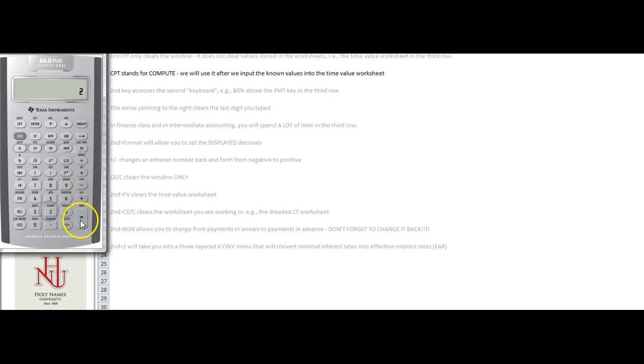CPT stands for compute. If I did 5 plus 2 equals 7, I never had to hit the compute button. But in finance problems, we're going to have 3 of the 4 variables that we need, and we'll have to compute to find the 4th, or maybe we'll have 4 and have to compute to find the 5th. We'll hit compute and whatever variable we're trying to solve for to have the calculator solve the problem for us.